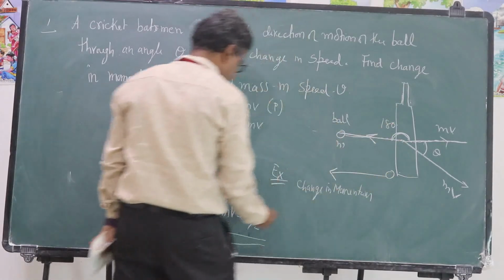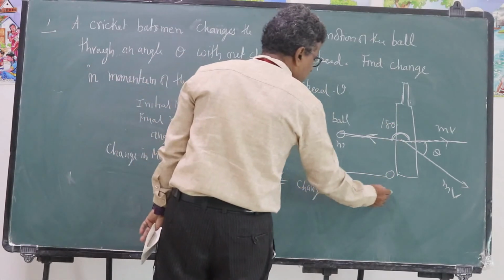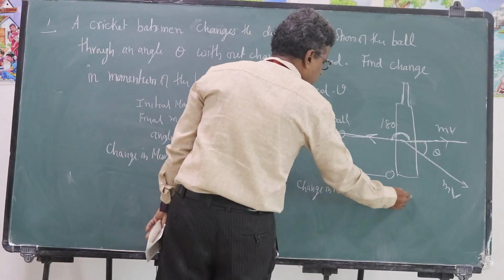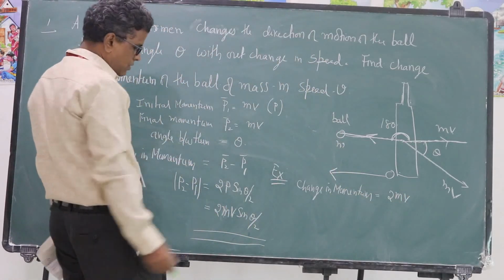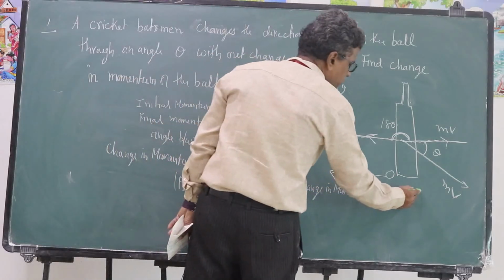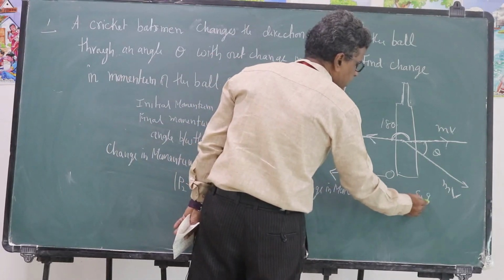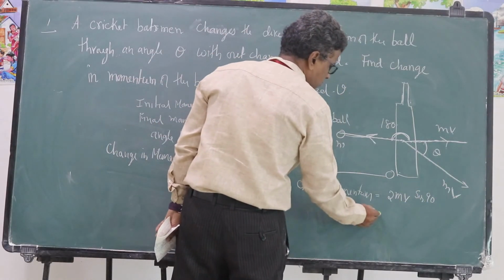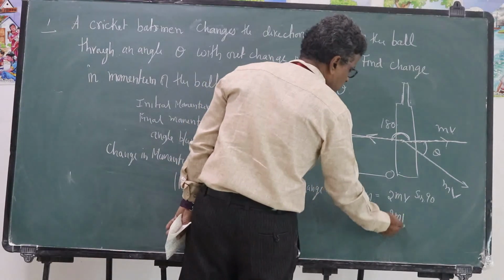So 180, sine 180 by 2. So that is 2 mv. I am using this formula. Sine 180 by 2, that is sine 90. Sine 90 is 1. So the answer is 2 mv.